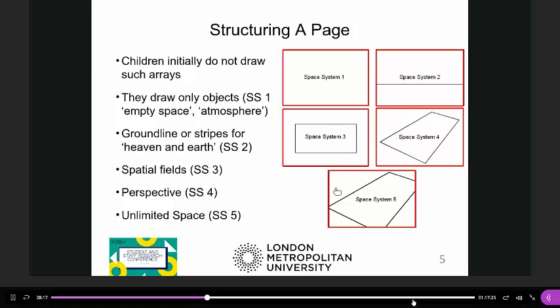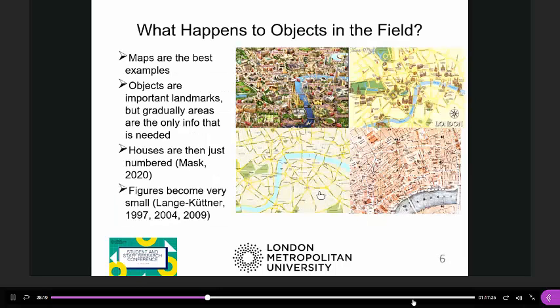So one of my questions was, what happens to objects in the field? So maps are very good examples. So here you have the maps of London, and you can see it's full of landmarks, full of objects. So these are important, and then they become drawn on this map as individual landmarks.